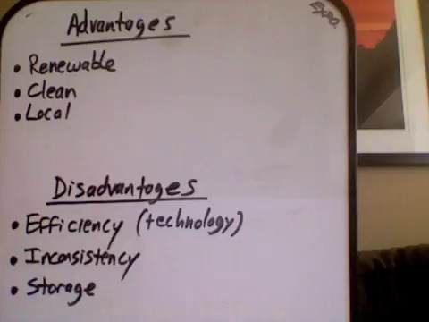Our technology isn't very good right now, and the efficiency of converting solar light energy into electricity is very, very low, around 10%. The sunlight is inconsistent. There are clouds. At night there's no sun. And depending on where you are, you may not get enough energy at the time when you need it.